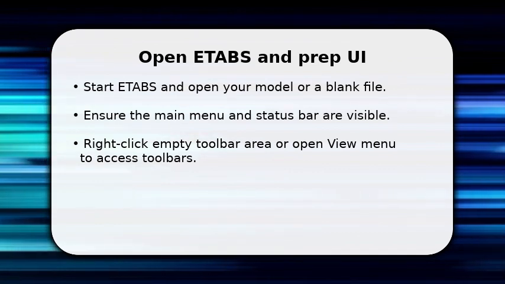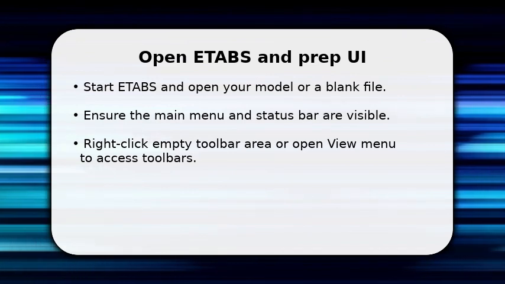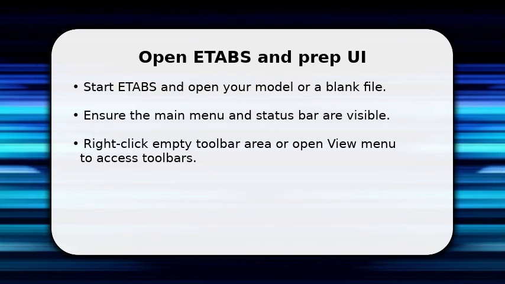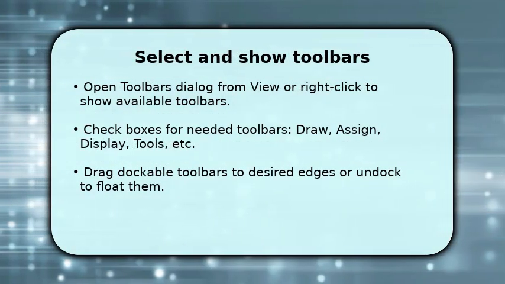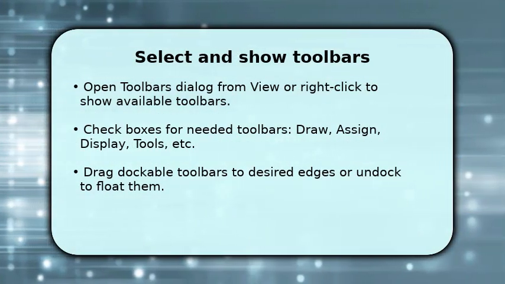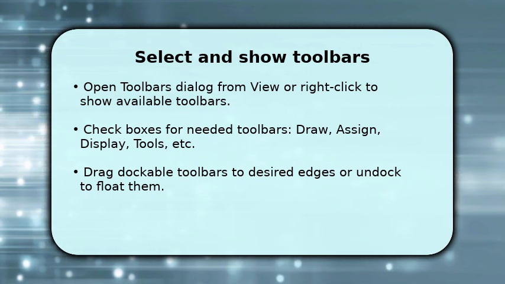Now you need to access toolbar controls. Right-click any empty area in the top ribbon or choose View from the main menu to reveal toolbar options. Do this now so you can actively toggle toolbars on and off. Next, open the toolbars dialog from the View menu or via the right-click list. Here you'll see every toolbar available.